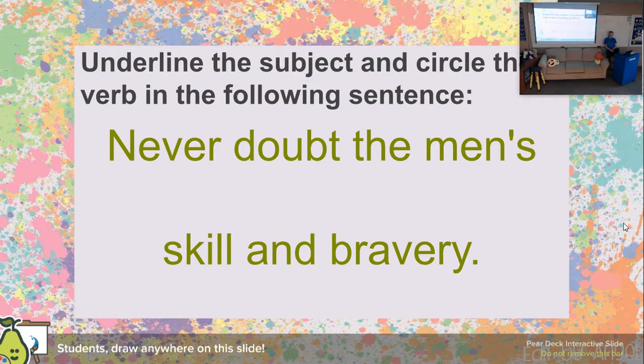What kind of sentence is this? There are 4 kinds of sentences. What kind of sentence is this? Never doubt the men's skill and bravery. Jacob? Declarative. No. Yes. Imperative. See, I always get those two confused.